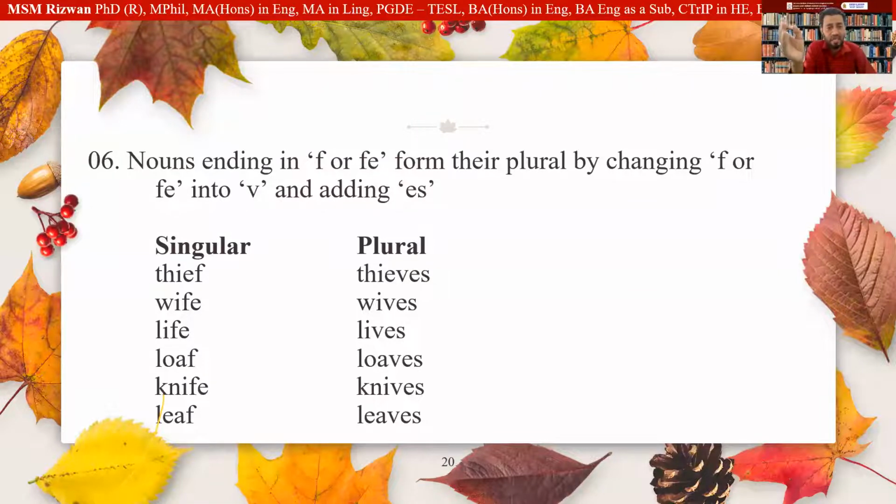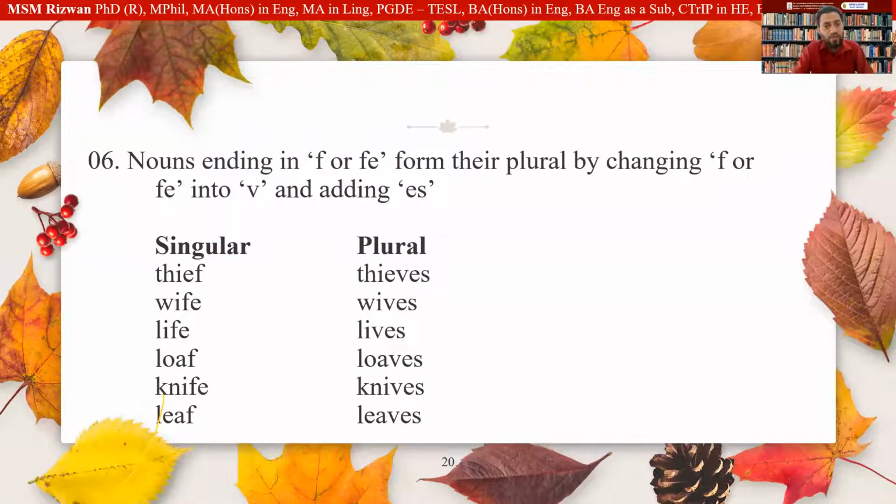I mean, here we specifically discuss only the noun as the open word class. Nouns that end with the letter F or FE form their plural by changing F or FE into V and adding ES. Now look at the word thief, T-H-I-E-F. You could notice the word ends with the letter F. So you remove the letter F, replace it with V, and add ES. Then you can form the singular into plural.